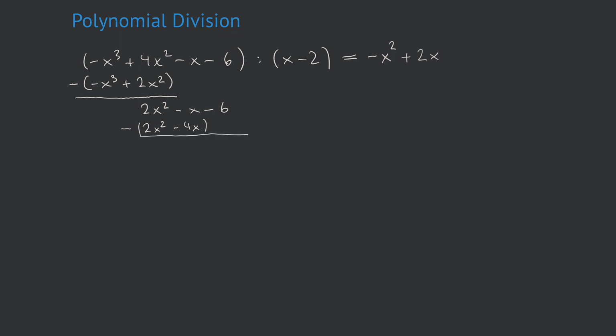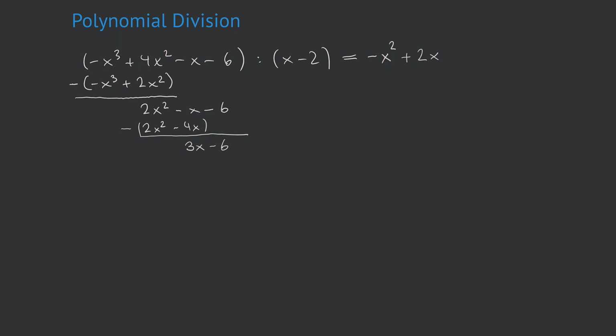Again, the summands 2x squared minus 2x squared cancel away. Here, minus x minus minus 4x gives plus 3x. So we have plus 3x. And finally, we have minus 6. So that is the result of the subtraction of these two expressions.